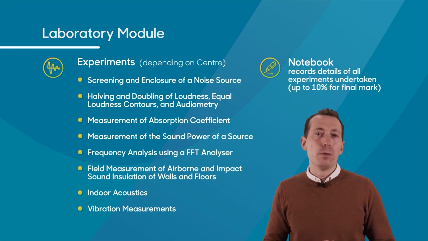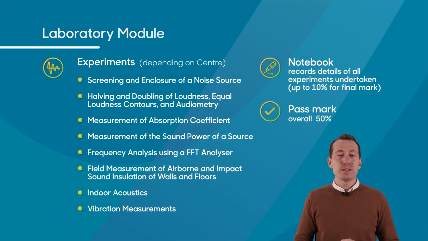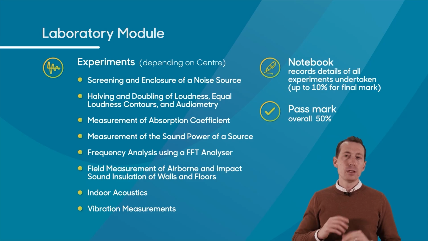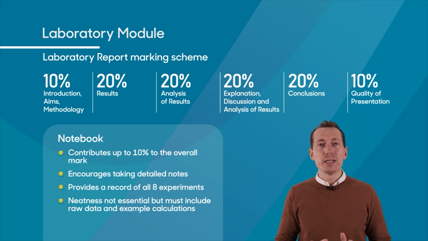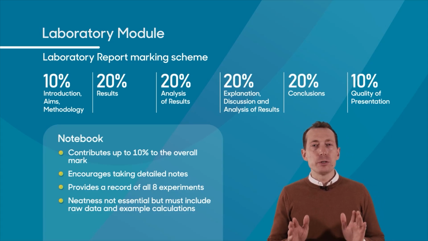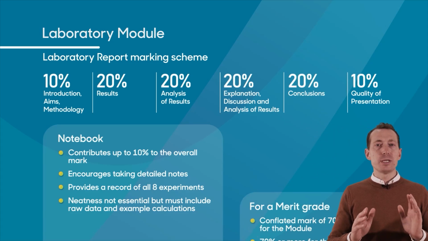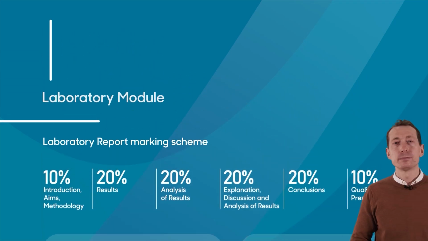Only the best 3 report marks count towards your final mark for the module, which has to be 50% or more to pass. The notes, not notebook, for the laboratory module explain the expected format of the laboratory reports and contain the associated marking scheme, which is reproduced here. The laboratory notebook can contribute up to 10 marks. To obtain a merit on the laboratory module, you will need to gain a mark of at least 7 out of 10 for the notebook, as well as 70% or more for the reports.